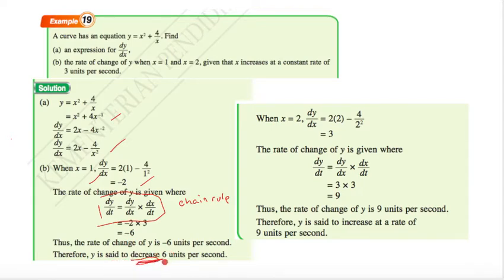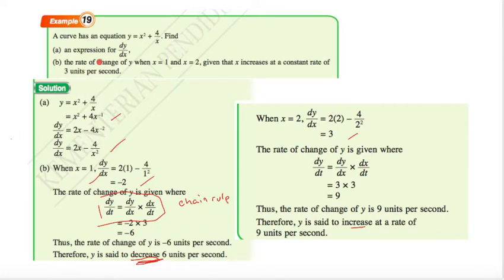The rate is decreasing. Okay, when x equals 2, dy/dx equals 3. Now you substitute dy/dx as 3 times dx/dt given here. So it's 9. The rate of change of y is 9 units per second. Therefore, y is said to increase at the rate of 9 units per second. Positive means increase, negative means decrease. Okay, rate of change using the chain rule.